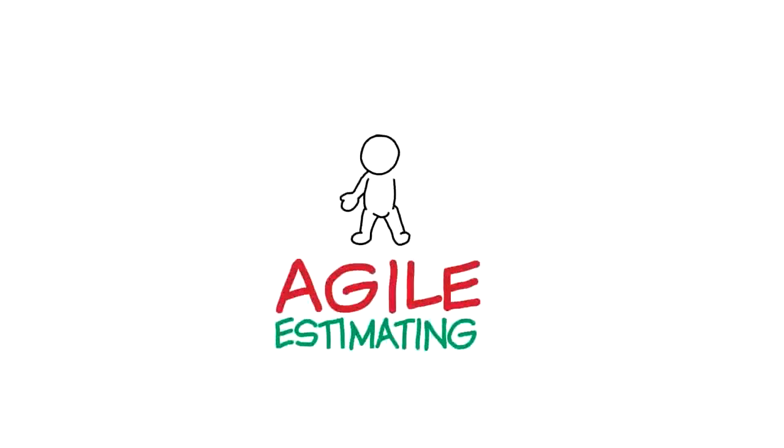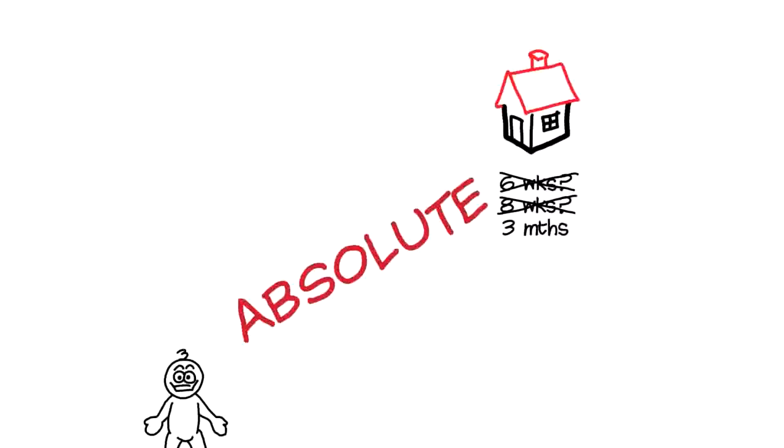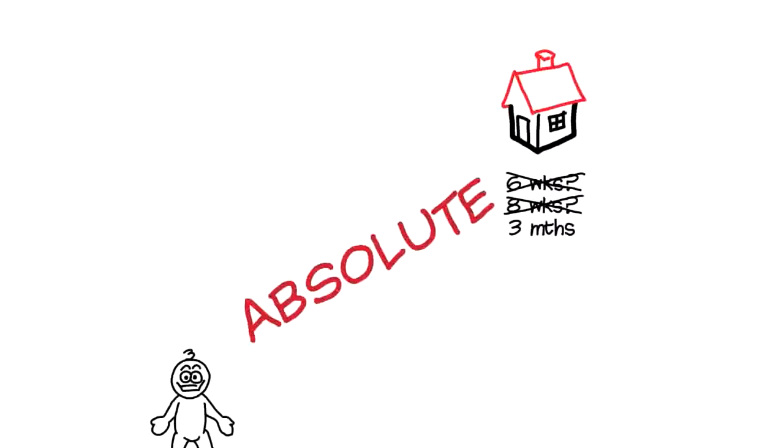We're going to look at Agile estimation. Now, what's the problem with estimation? The problem is people. We're actually really bad as human beings at making estimates. Specifically, we're very bad at making absolute estimates. So if we think a job's going to take 6 weeks or 8 weeks or 3 months, by the time we've finished the job, we'll probably find that our estimate was completely inaccurate.